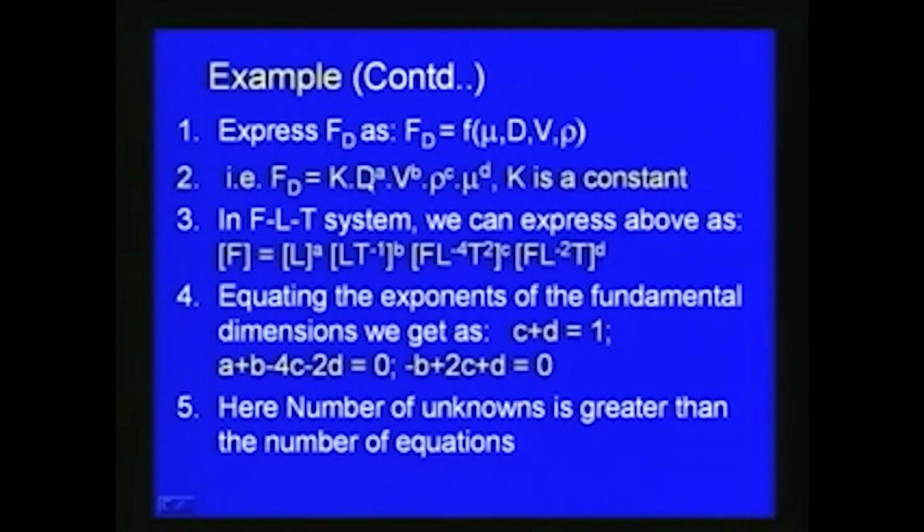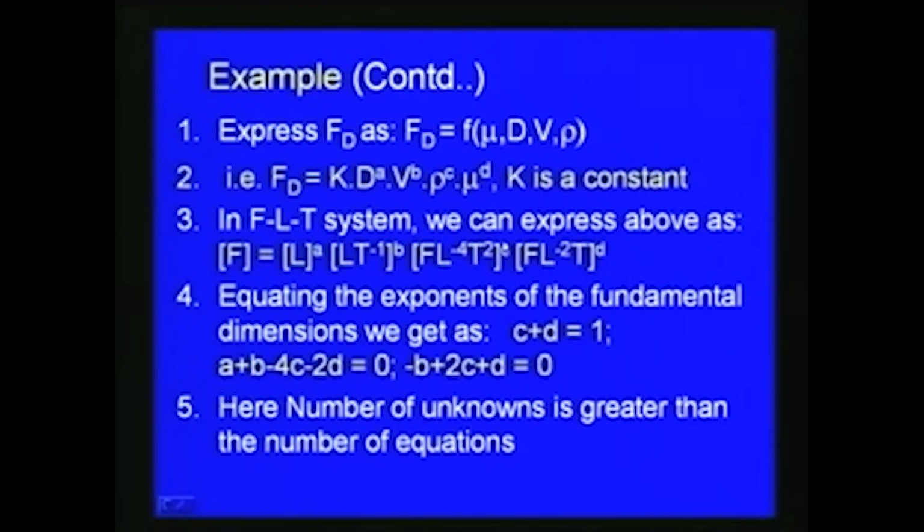So, F is equal to K, a constant, which has no unit. D is the length, represented as L, so L to the power A. Velocity has the dimension L into T to the power minus 1, so we write L T to the power minus 1, all to the power B. Density, as we have seen earlier, is F L to the power minus 4 T to the power 2, so rho to the power C is F L to the power minus 4 T to the power 2, all to the power C.